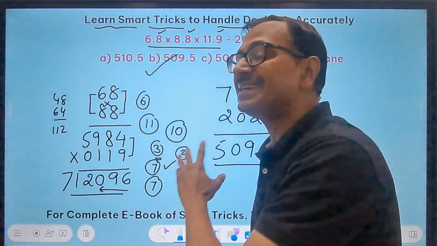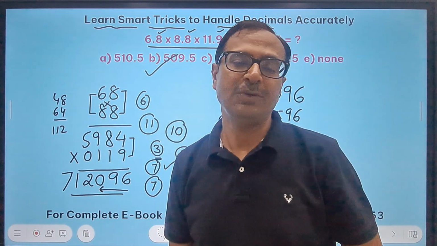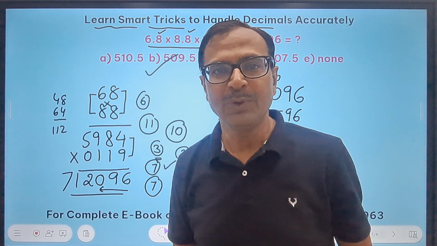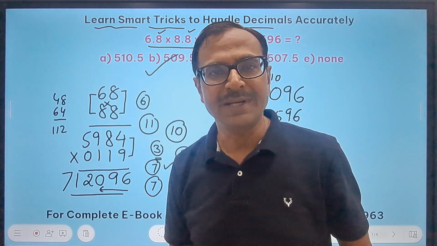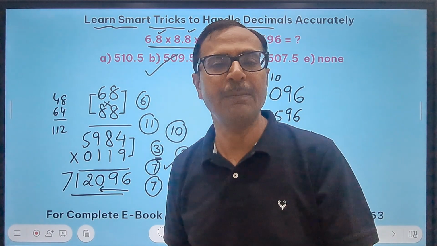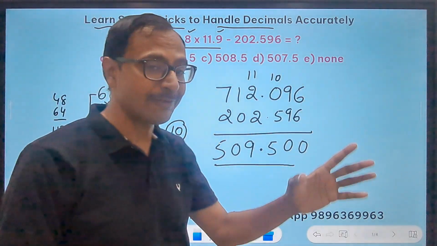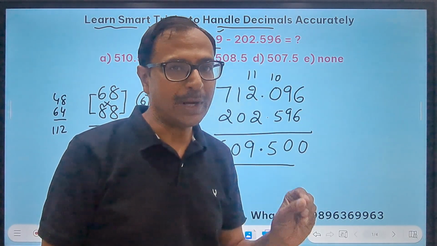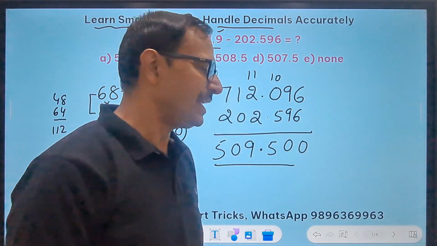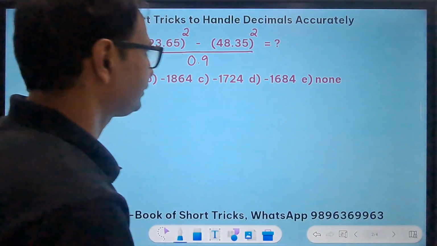Vertical and crosswise is an amazing method. You don't require a calculator if you know vertical and crosswise. It will help you solve so many different problems. So this was the first question where the decimals were looking very dangerous and we managed to handle them without a calculator. Let's see the second question.